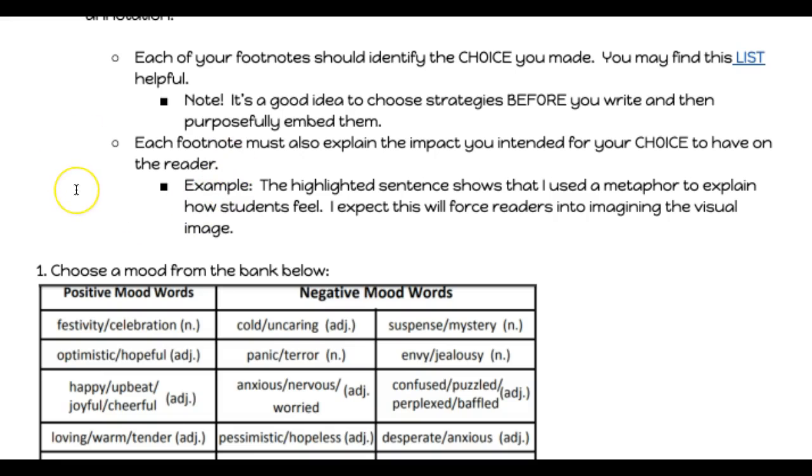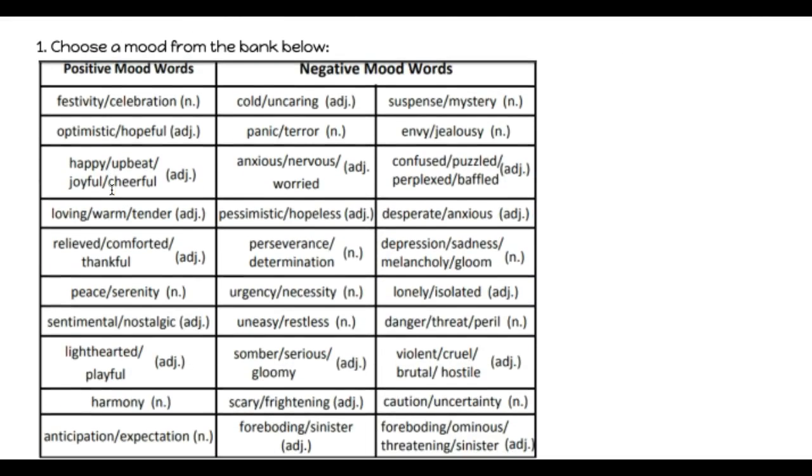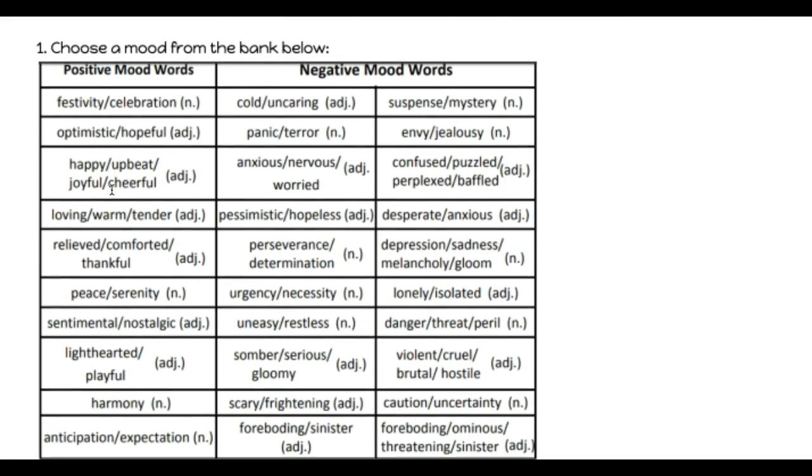Each footnote must also explain the impact you intended for your choice to have on the reader. An example, the highlighted sentence shows that I used a metaphor to explain how students feel. I expect this will force the reader into imagining the visual image. Now, that's pretty bland, but you get the idea. Basically, you are going to explain each of the instances of author's choice that you use to create the particular mood.